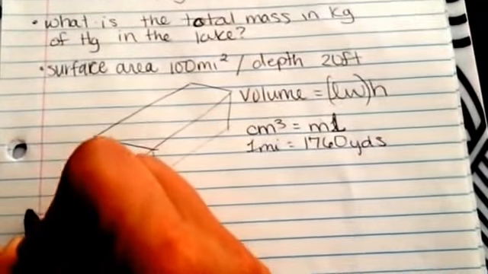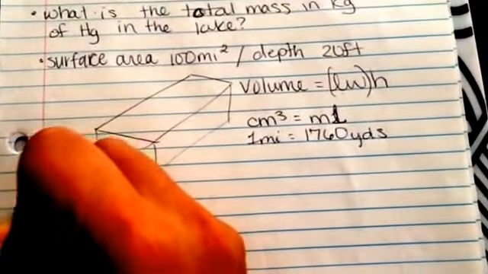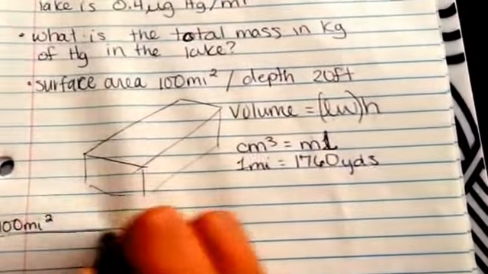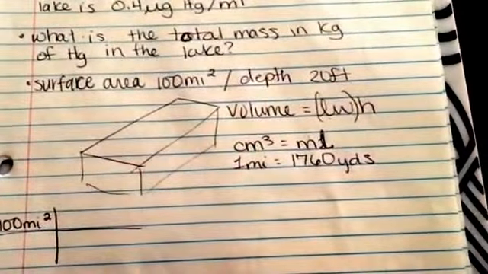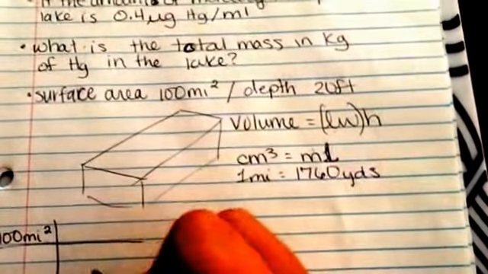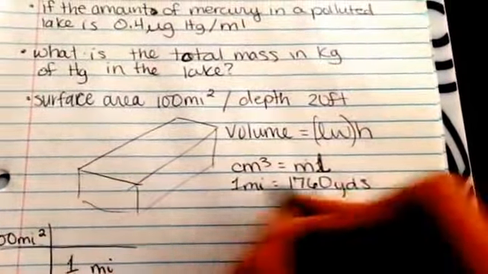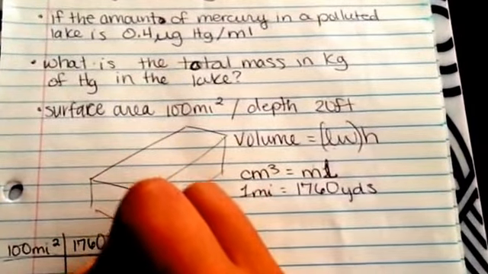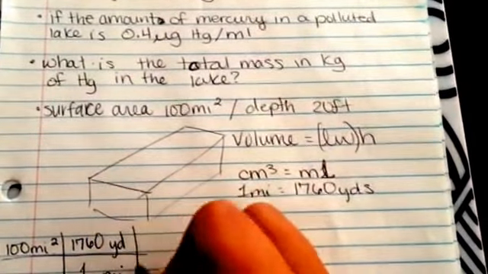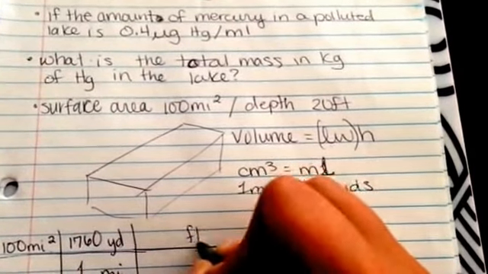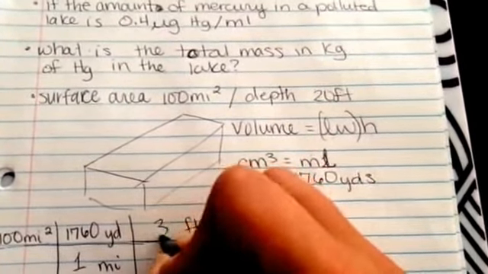Okay, and we're going to go ahead and set up our dimensional analysis. I have 100 miles squared. Make my little railroad track and bring miles down. I'm not going to focus too much on the squared yet. I'll bring that back in just a second. 1 mile is going to be the 1,760 yards. I'm going to bring yards down, and I know that yards to feet is 3 feet in every yard.